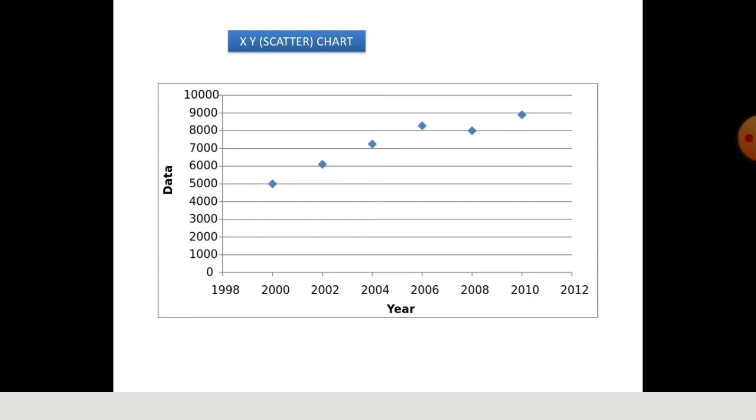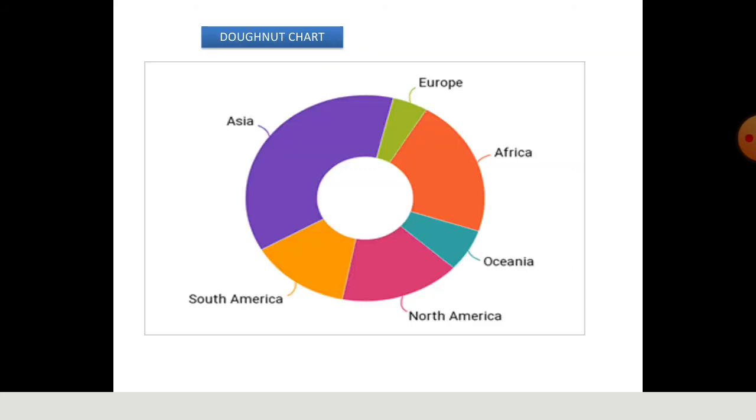These kind of charts help us to plot data in a scattered manner on the plot area. So, next is donut chart. Just like pie chart, donut chart is also used to represent the relationship of the part to the whole. But unlike pie chart, donut chart can be used to plot more than one data series, as each data series is plotted in the form of concentric ring or circle.